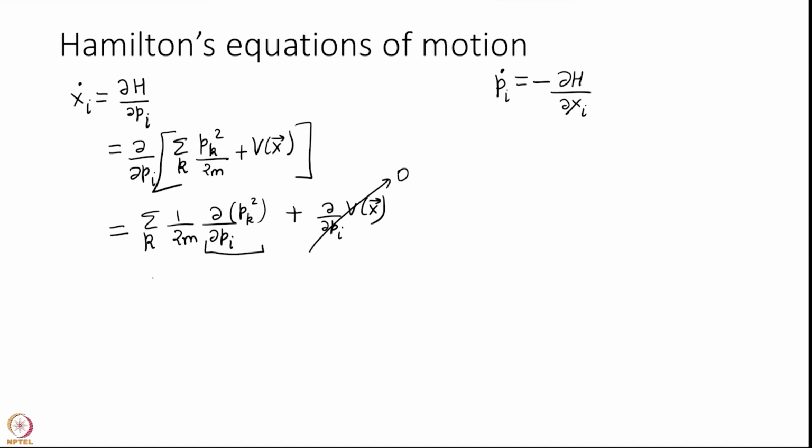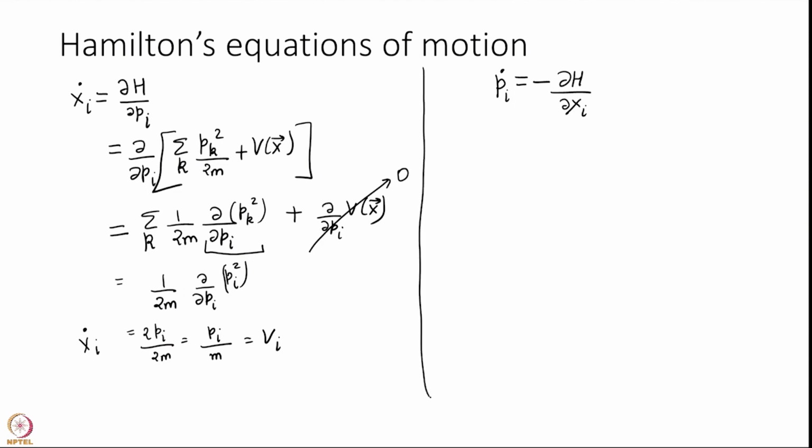Now, for this term, what I get is simply 1 over 2m del over del pi of only pi square. All other momentums are also independent of pi. So, at the end I get 2 pi over 2m, which is pi over m, which is vi. So, you get xi dot equal to vi, which is what you expected out of Newton's laws, and we are going to consider the other one, pi dot, as well.